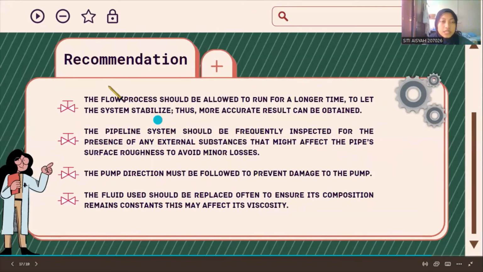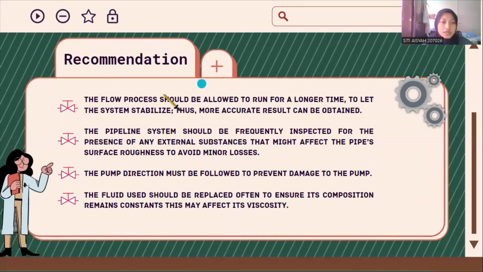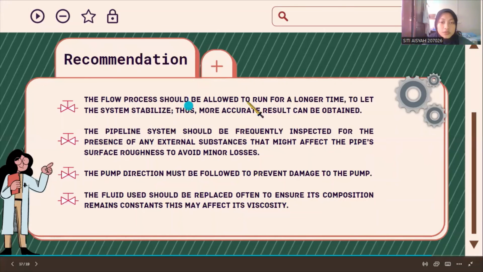Finally, the recommendations for this experiment: first, the flow process should be allowed to run for a longer time to let the system stabilize, thus more accurate results can be obtained. The pipeline system should be frequently inspected for the presence of any external substances that might affect the pipe surface roughness, to avoid minor losses. Pump direction must be followed to prevent damage to the pump. Lastly, the fluid used should be replaced often to ensure its composition remains constant, as this may affect its viscosity.